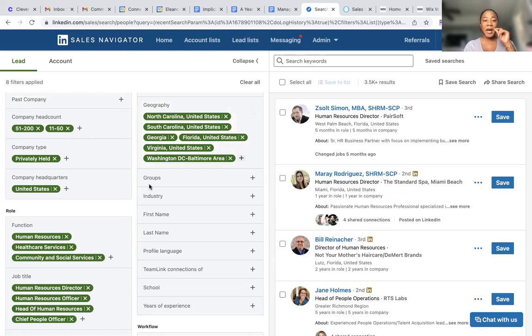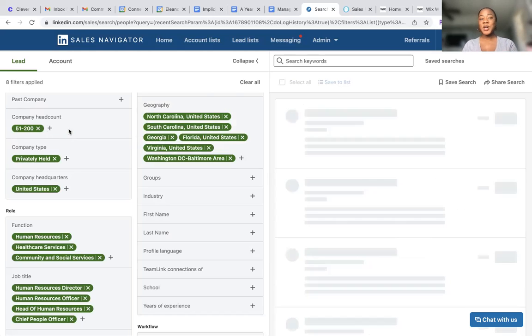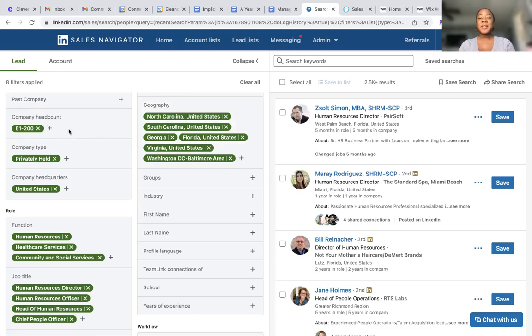You can go in and refine some of these as well. Say I don't want to do the 11 to 50. I want to focus on that 51 to 200. That's where my sweet spot is. That may bring it down. So it brought it down to 2,500. Now I'm really within that range of a good list to start with.